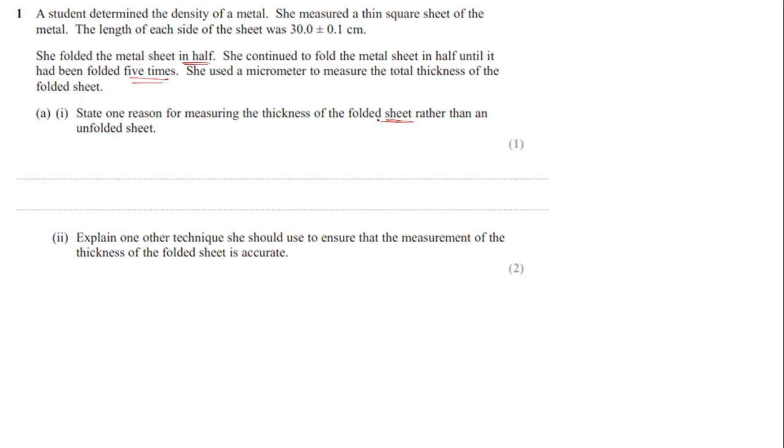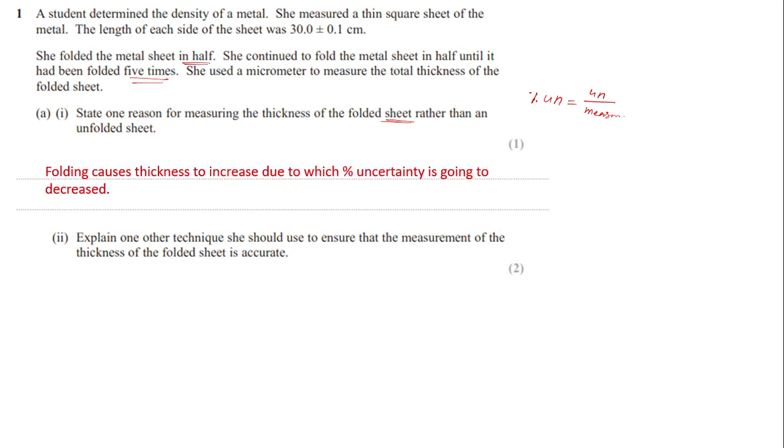That will make the percentage uncertainty less. You can say that folding causes the percentage uncertainty to reduce, because percentage uncertainty is uncertainty divided by measured value. So if the measured value is more, then the percentage uncertainty will be less. Folding causes thickness to increase, due to which percentage uncertainty is going to decrease.